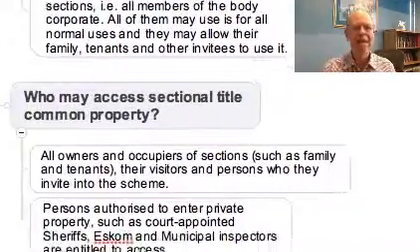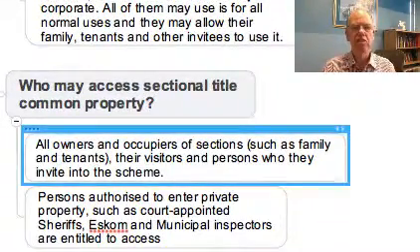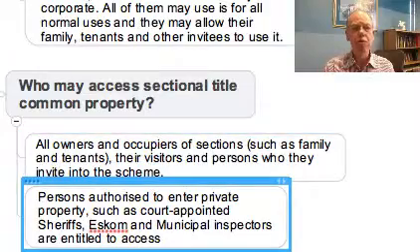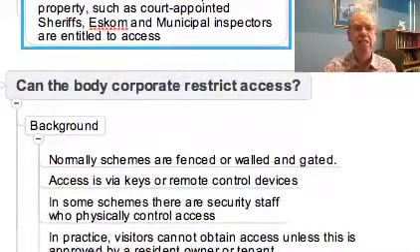So who may access sectional title common property? Well, all owners and occupiers of sections, such as family and tenants, their visitors and persons who they invite into the scheme. Also, persons authorized to enter private property, such as court-appointed sheriffs, ESCOM agents and municipal inspectors, they're all entitled to access. And can the body corporate restrict access?